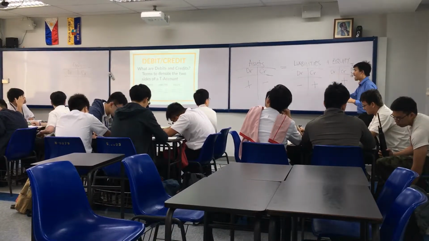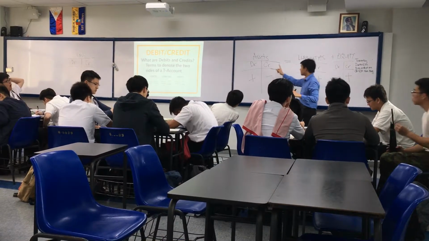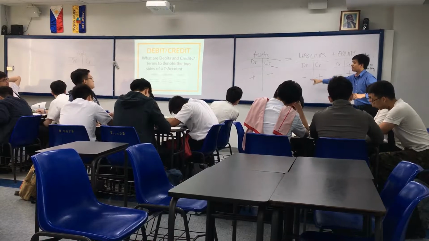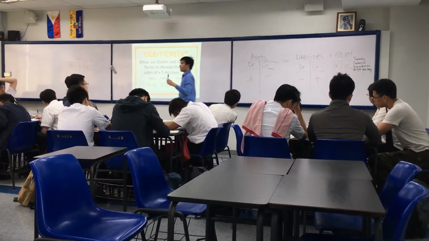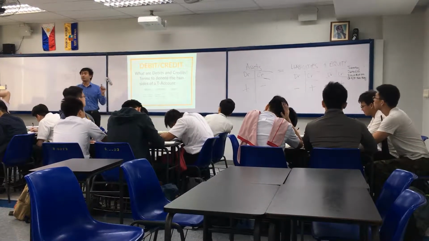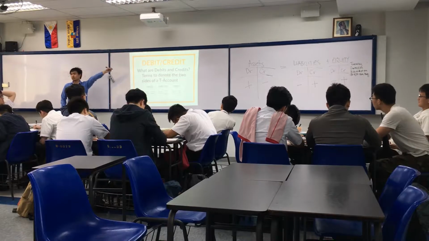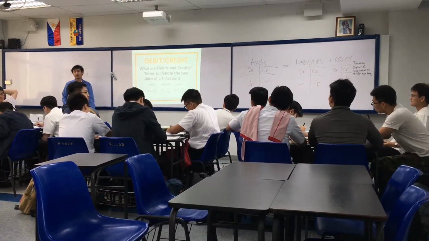We'll get to the examples, but use this as reference. Again, assets, increase is debit, decrease is credit. For liabilities and equity, increase is credit, decrease is debit. The example that we will be using will be the same one we used for the previous lesson. So this is the Manolo B example. Remember that. The shoe shine.